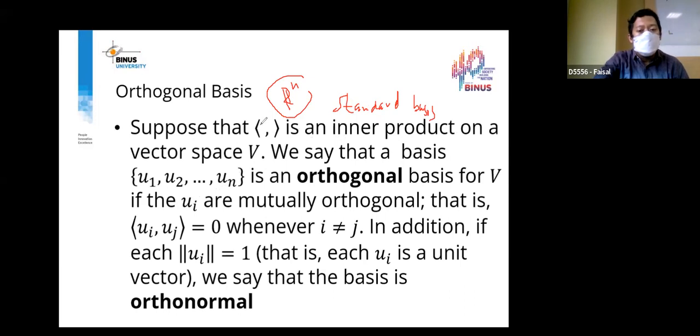Okay. Suppose that this is an inner product on a vector space V. So V has an inner product. We say that a basis, assume that this is a basis of V, is called an orthogonal basis. This is one kind of special basis. It is orthogonal if u1, u2, u3, until un are mutually orthogonal. The meaning is, the inner product of ui and uj is always 0 whenever i is different from j.